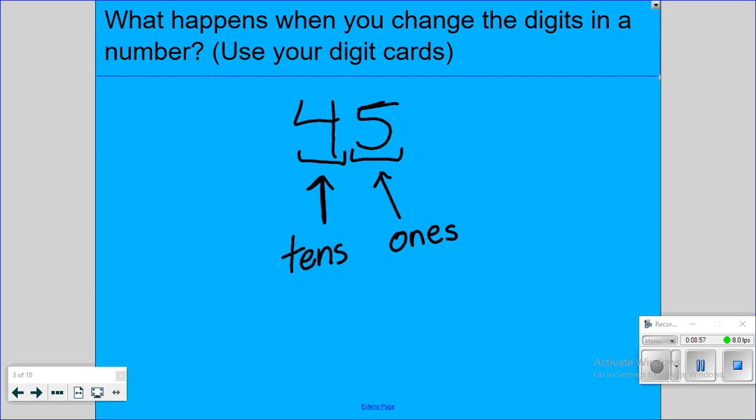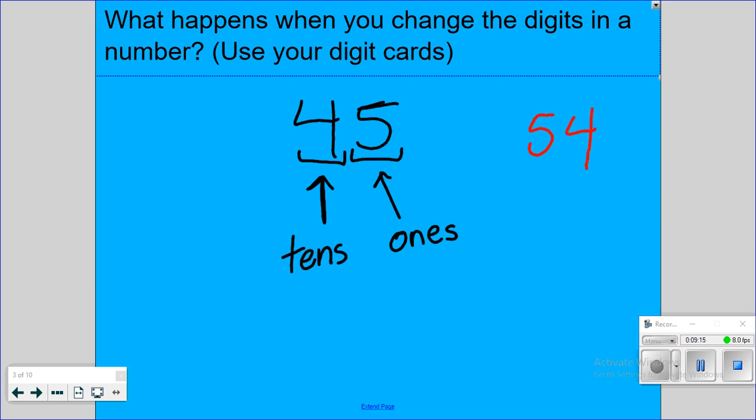What if I switch those? Switch those 2 digit cards. Switch them around. It's a higher number. Now I have this. Is that the same number? No. Is it the same value?